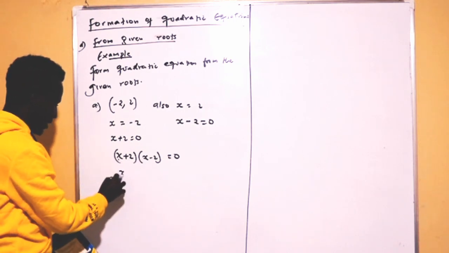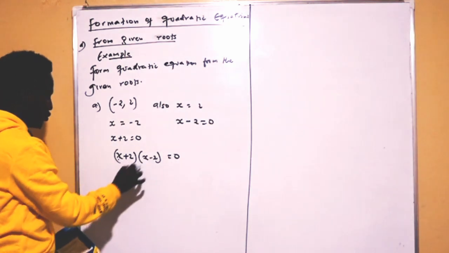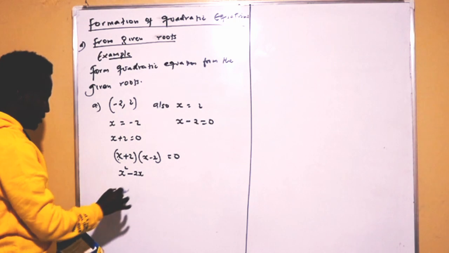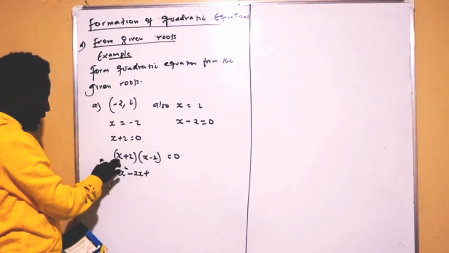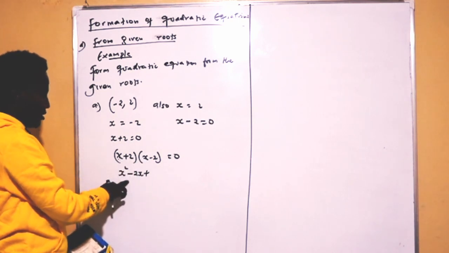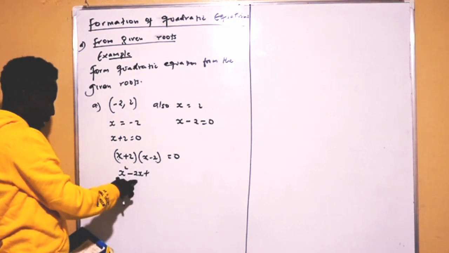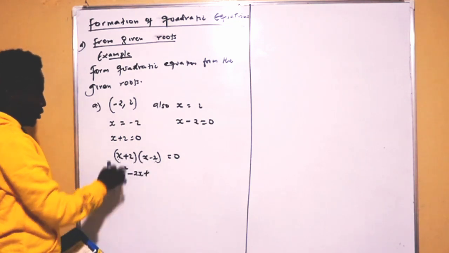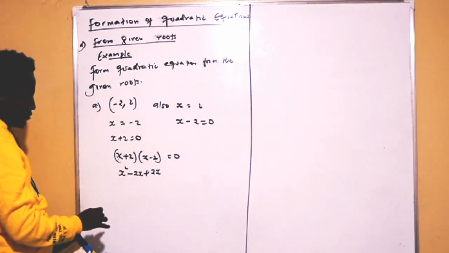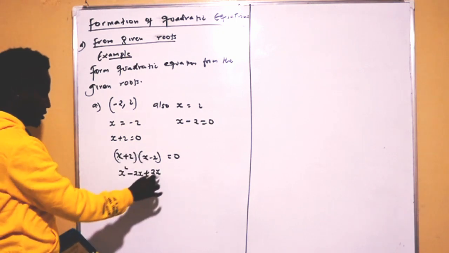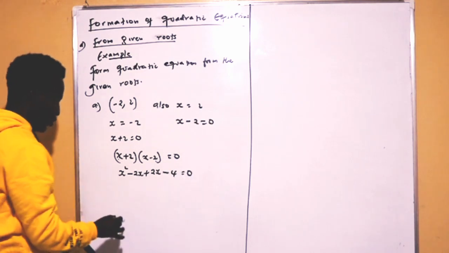x times x is x squared. Again, x times -2 is -2x. Plus, this time we are done with this one. We say that x times x is x squared. Minus, because we are going to multiply x by -2, minus 2x. Then start this one. 2 times x is 2x. Minus 2 times -2 is -4. Then it's equal to 0.